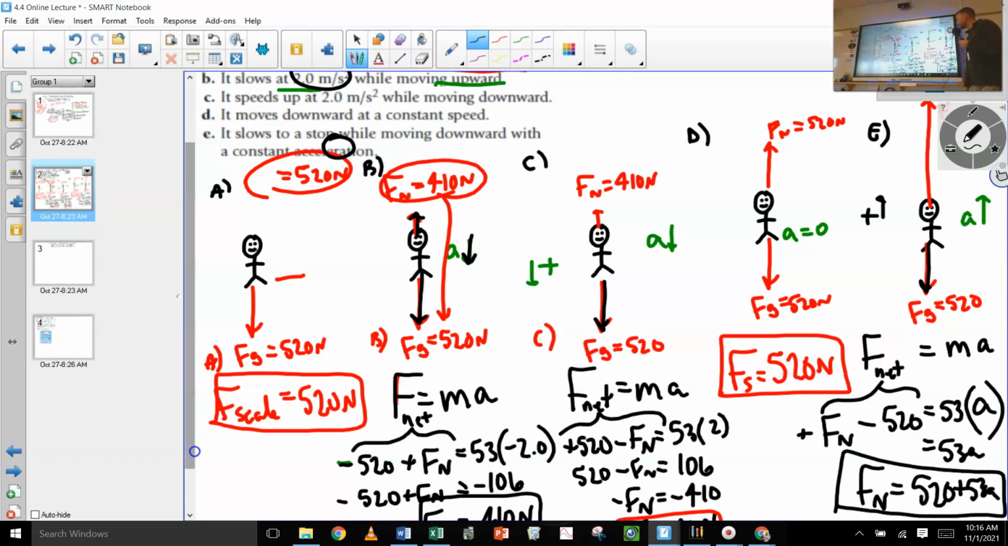Seems kind of silly. It'd be nice if it just gave me a number. But if they don't give you a number, just put a variable in there like they did there. So the scale is going to read 520 plus 53 times the acceleration.